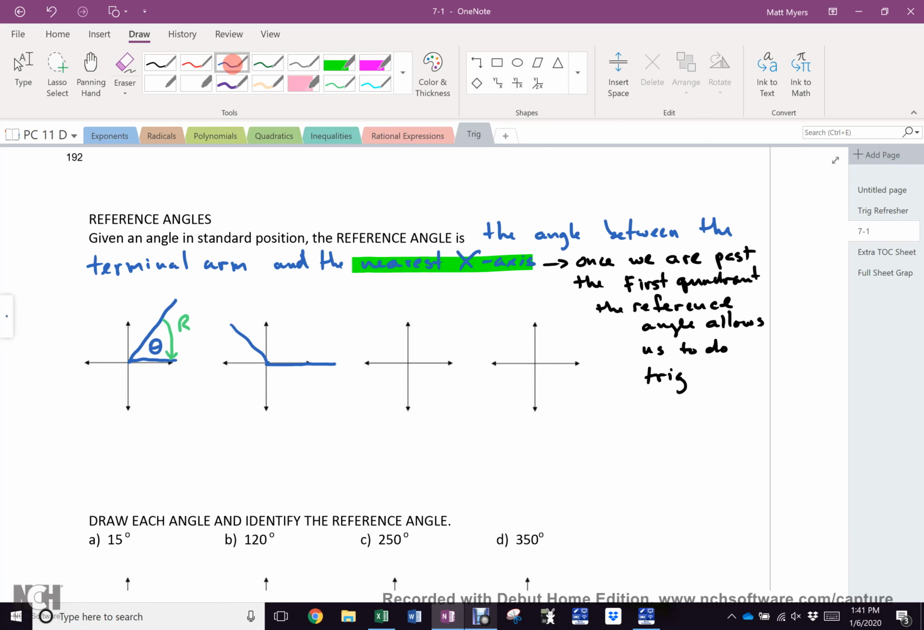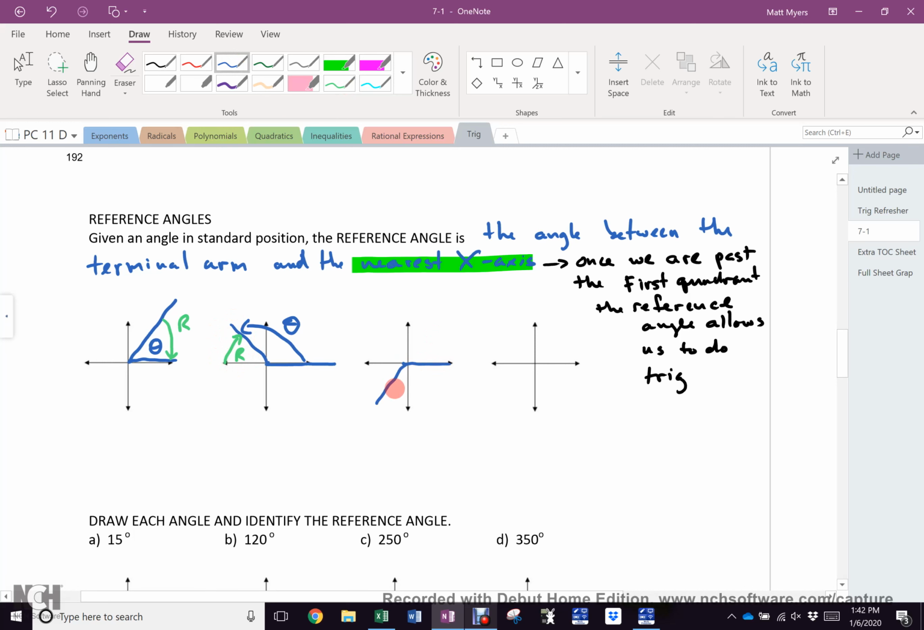All right. Now give me one out in quadrant 2. Where is theta? Well, wait. I'm going to give a pink dot and a green dot. Where's theta? Pink dot. Theta is here. Where's the reference angle? There, because that is where we make our 90 and we can do trig. Everybody cool?